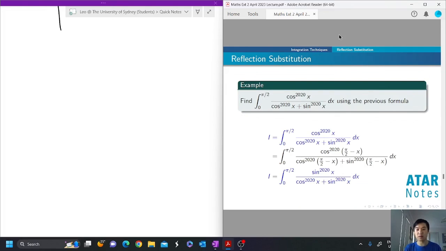So I would recommend having a look at this integral to see the reflection property in action and how easy it makes life.